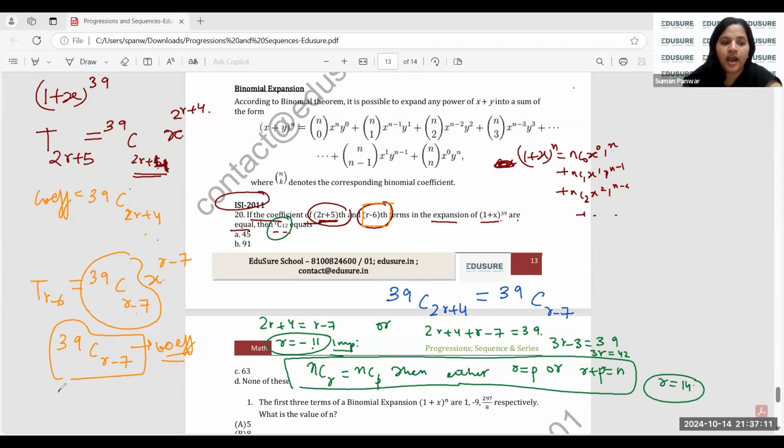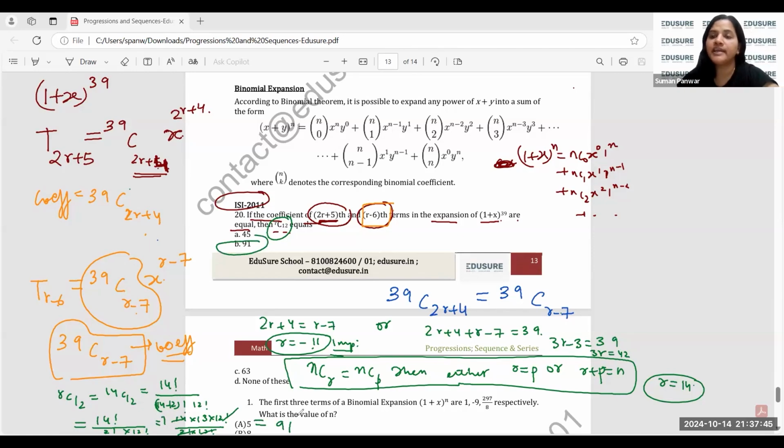So let us calculate rC12, which is 14C12, which is 14 factorial divided by (14 minus 12) factorial times 12 factorial. So 14 factorial, 2 factorial, 12 factorial. So 14 into 13 into 12 factorial divided by 2 factorial into 12 factorial. This and this will get cancelled out. 2 factorial is 2, 2 times 7, 13 sevens are 91. Option B is the correct answer.